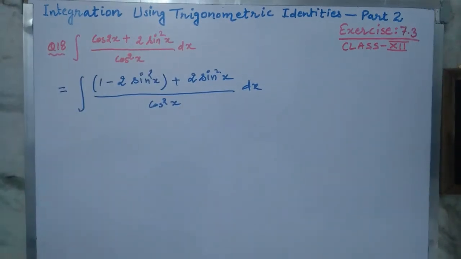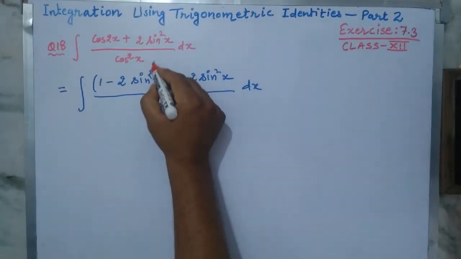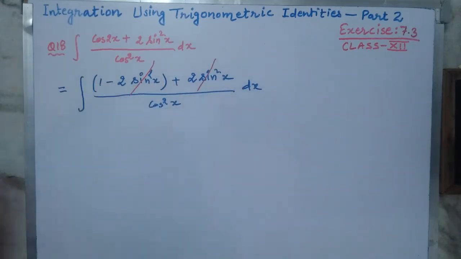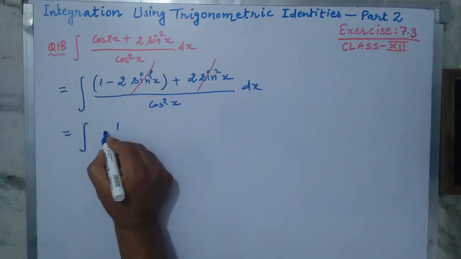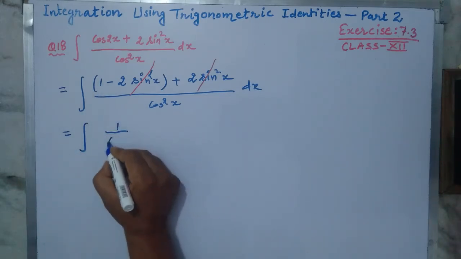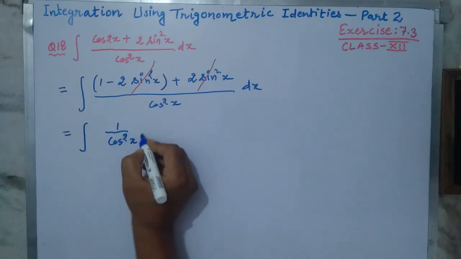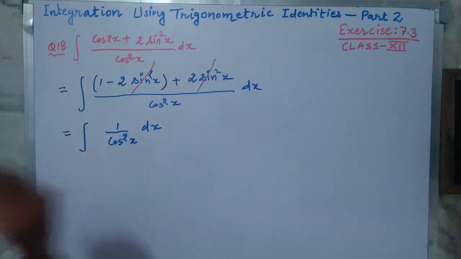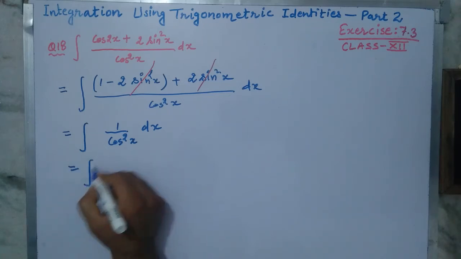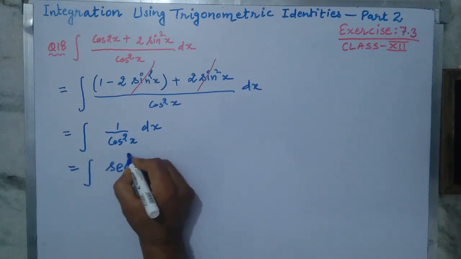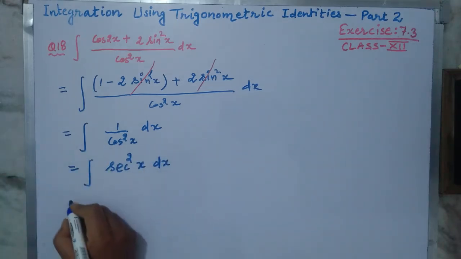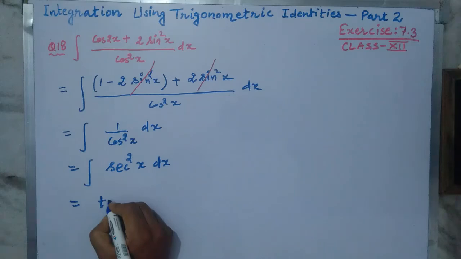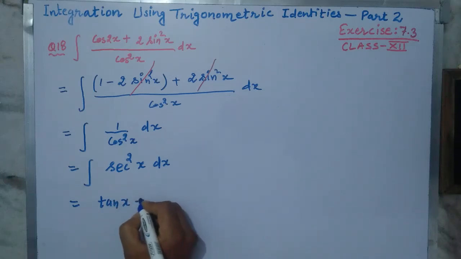So what we see now, minus 2 sin square x plus 2 sin square x get cancelled. That is, we are left with 1 only in the numerator. Denominator is cos square x into dx. So this means integration of secant square of x into dx. So this is very easy now. This is equal to tangent of x plus c.